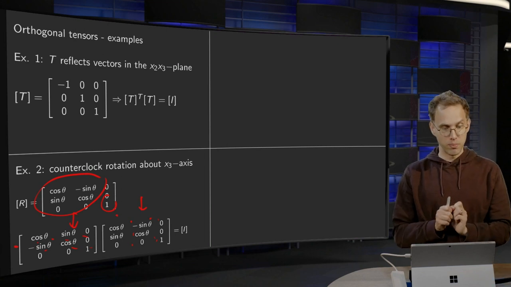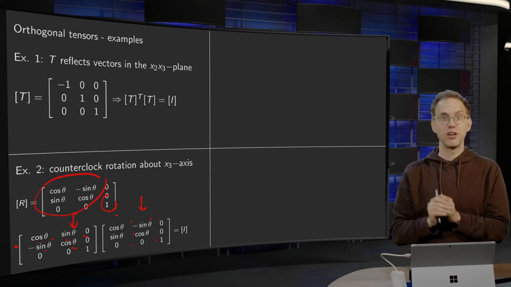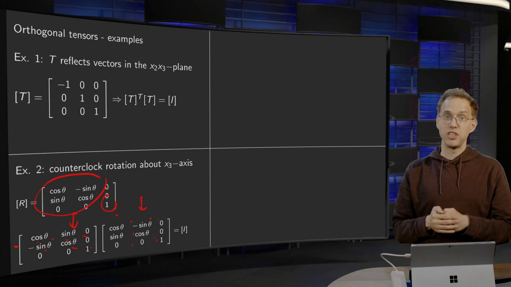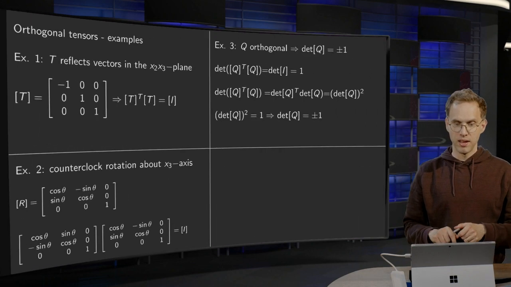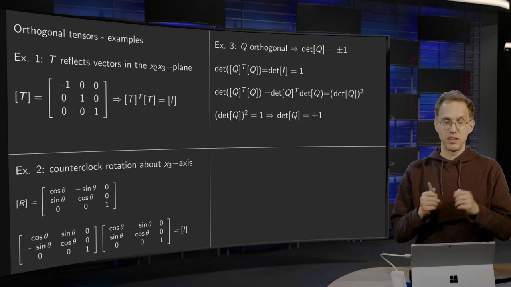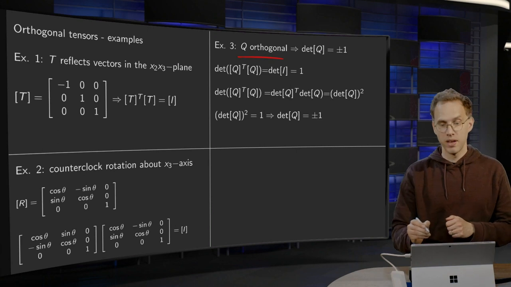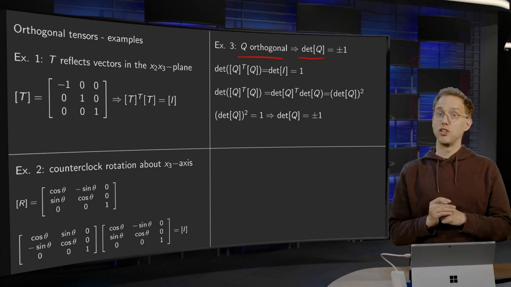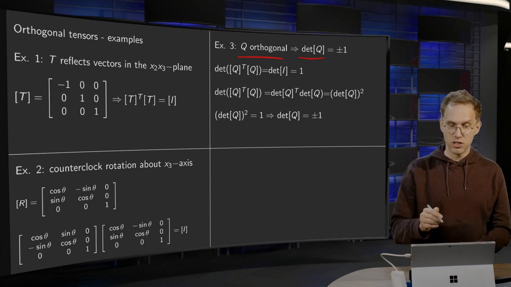So indeed, if you compute the matrix of R transpose times the matrix of R, you get the identity matrix. So this rotation is also an example of an orthogonal transformation. Now finally, a third example where we see some useful property. We see that if Q is orthogonal, then the determinant of its matrix is always plus or minus 1. So let us see why this is true.